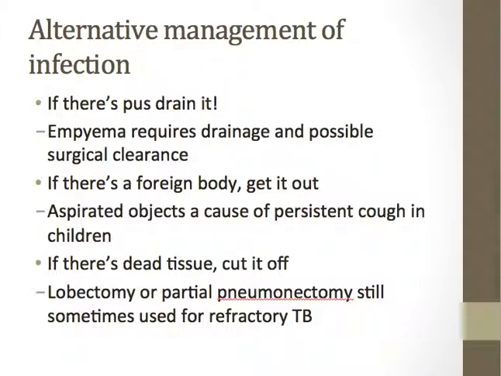What are these other therapies? Well, very importantly, always, if there's pus, drain it. An empyema, for instance, always requires drainage and possible surgical clearance. If there's a foreign body, get it out. Aspirated objects are actually a cause of persistent cough and infection in children in particular. And if there's dead tissue, cut it off.